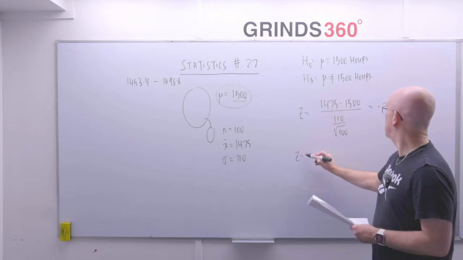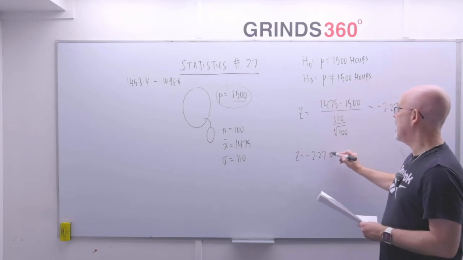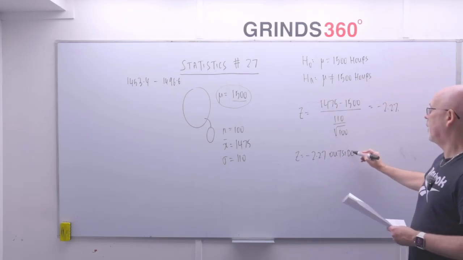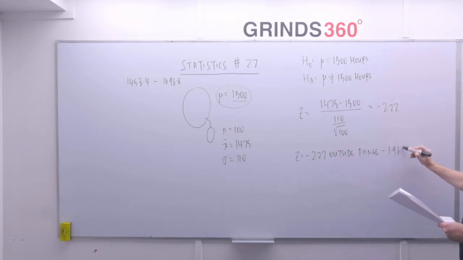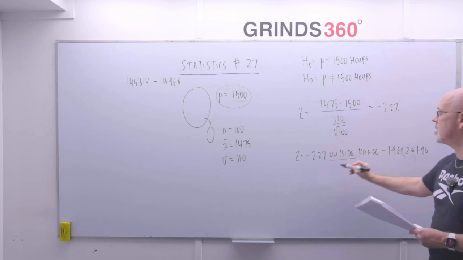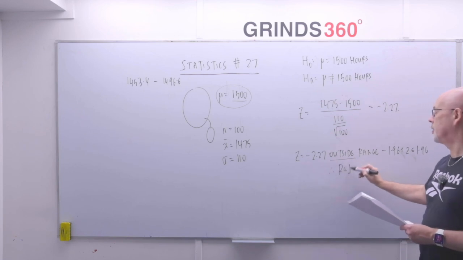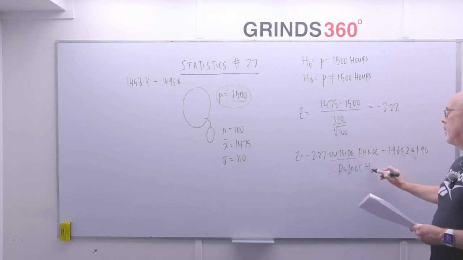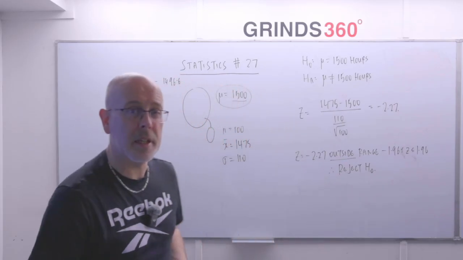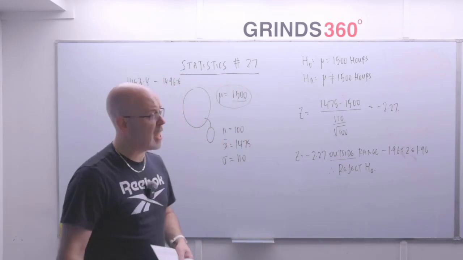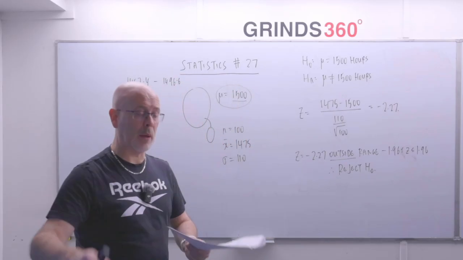And now I'll just draw my conclusion as usual. So Z equal to minus 2.27 is outside the range minus 1.96 to plus 1.96. So remember, because it's outside, you reject H0. And remember, rejecting H0 means your conclusion is there's a difference. So what does that mean here? There's a difference between the mean lifetime of bulbs now and what they were in the past.